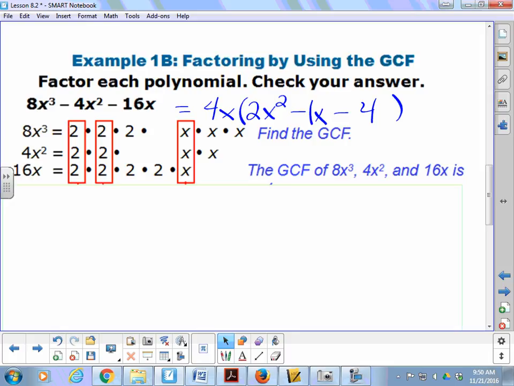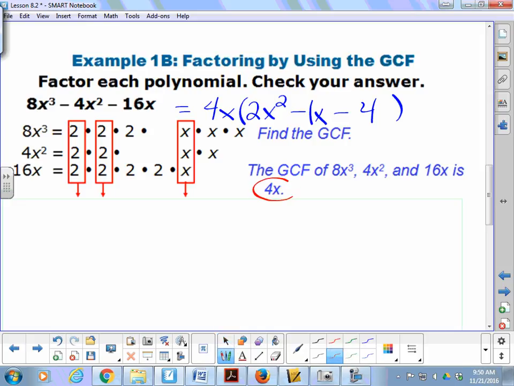And we can see that they all have 2 2's and they all have a single x. So that's my greatest common factor. 2 times 2 times x, 4x squared, my greatest common factor. Or 4x, excuse me. 4x is the greatest common factor. All right. So, we put the 4x out front.